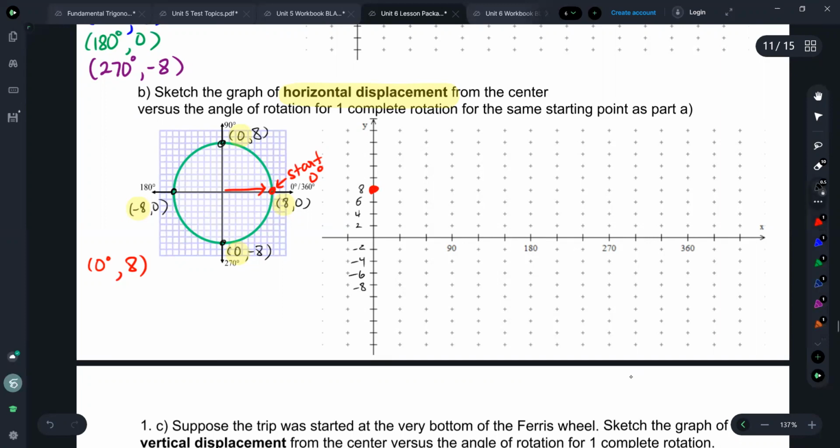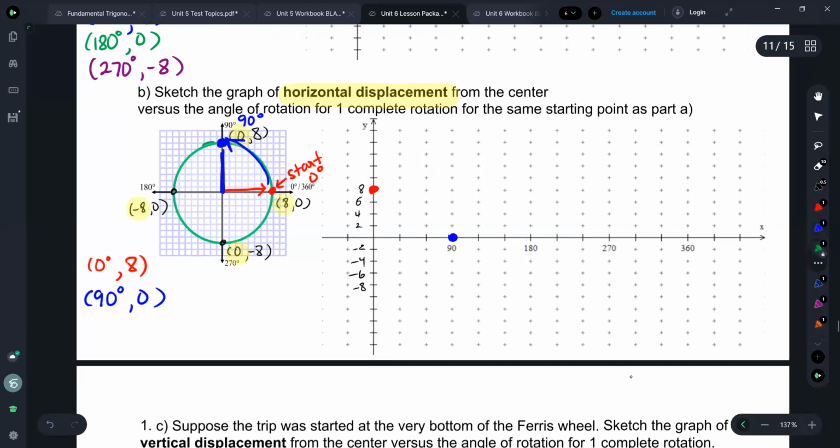Okay, we're still rotating counterclockwise. So I'm going to rotate to the next location. How far have we rotated from the start? 90 degrees. And now am I in line with the center horizontally? Am I to the right? Am I to the left? Where am I? I'm in line with it. I'm not to the right or to the left at all. So this will be 0. We can also see the x at this location is 0.